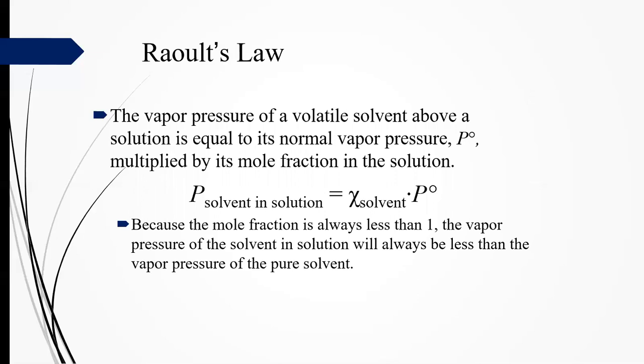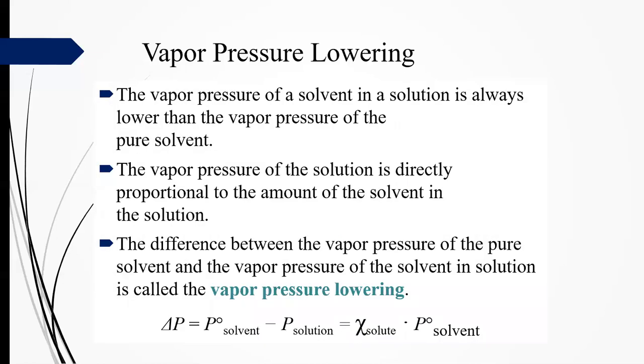Now, how much that lowers is based off of Raoult's law. So the pressure of the solvent in the solution is related to the mole fraction of the solvent times its normal vapor pressure. Now, the vapor pressure of the solvent is always going to be lower, and that's because our mole fraction is always going to be less than 1. And so we can call this vapor pressure lowering, and we should be able to calculate that based on the mole fraction.